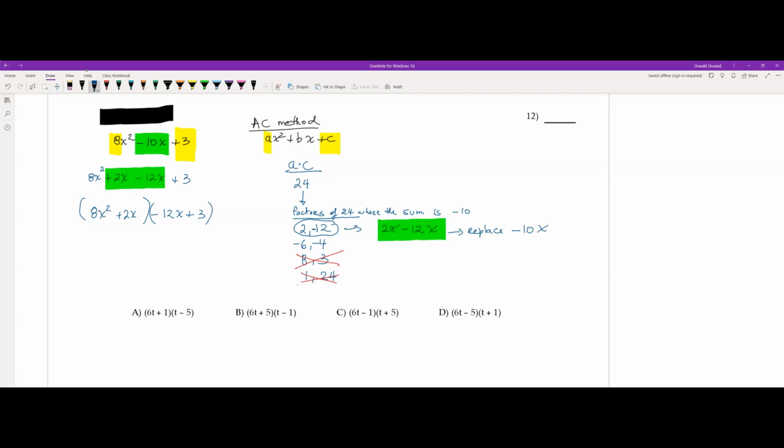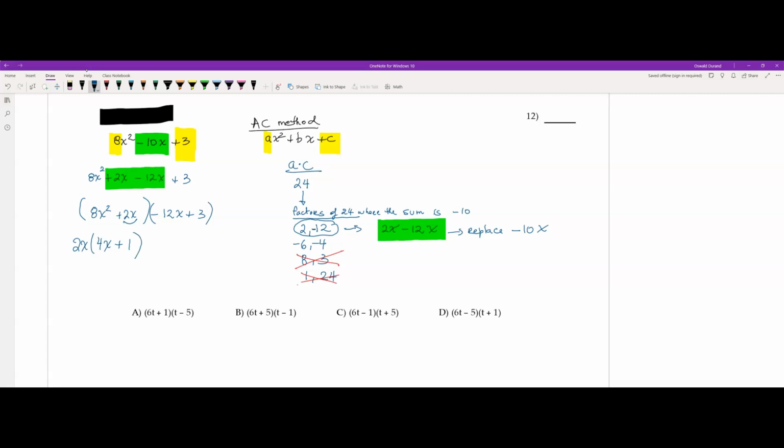Now, what is the greatest common factor? It seems like 2x is the greatest common factor, and then what gets inside the parentheses is 4x plus 1, right?